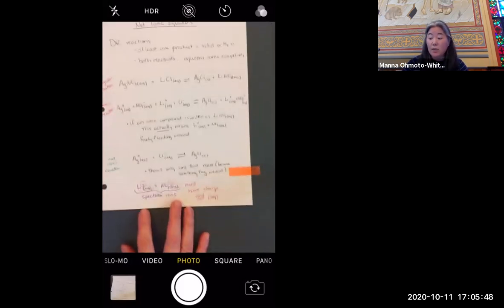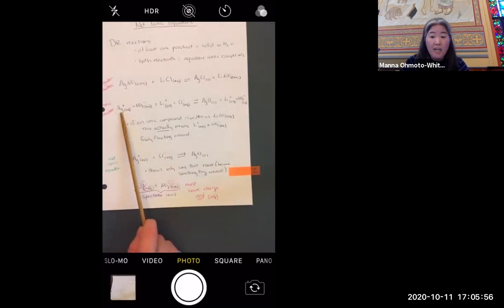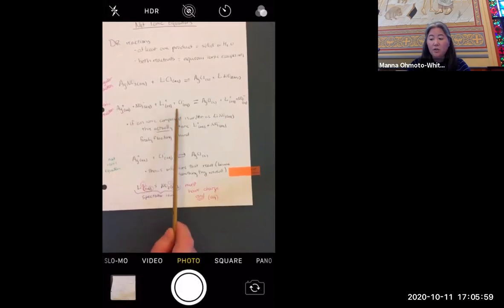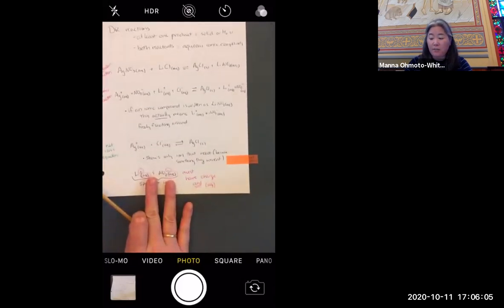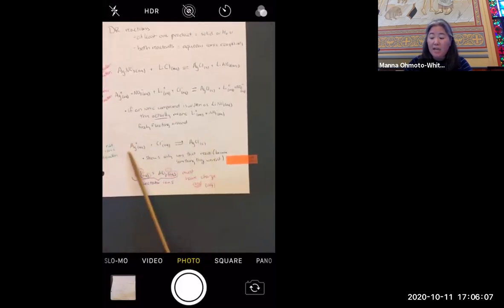So back to this one, really what's interesting is the silver ion and the chloride ion that have come into solution. So the real reaction is a silver ion and a chloride ion that used to be aqueous and now becomes silver chloride as a solid. So this is what we call the net ionic equation or net ionic reaction. It only shows the ions that react, that change into something else, right? Go from aqueous ions into a solid ionic compound.